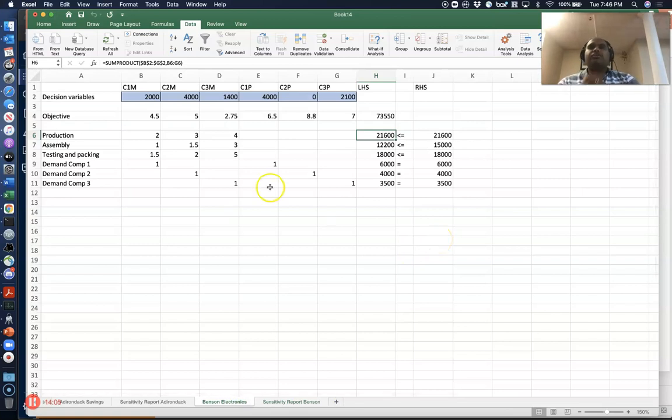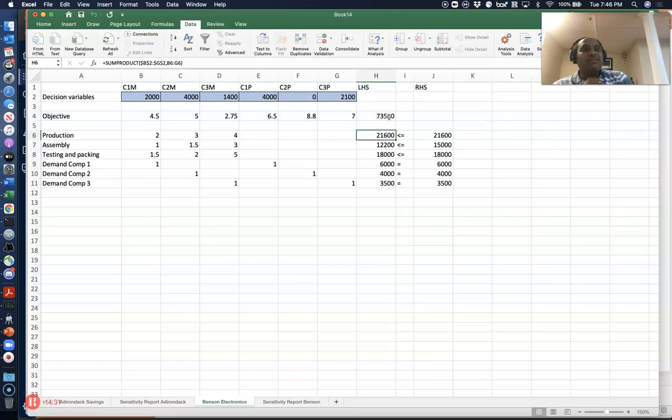Right. Now let's look at the solution. The solution says make 2,000 of component 1, 4,000 of component 2, and 1,400 of component 3 yourself. You buy 4,000 of component 1, you are not buying any component 2, and 2,100 of component 3 from the other manufacturer. So total cost is 73,550. This is the cheapest way of doing it.